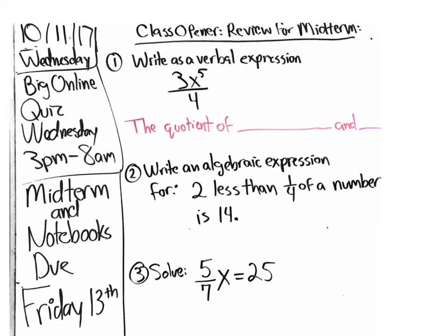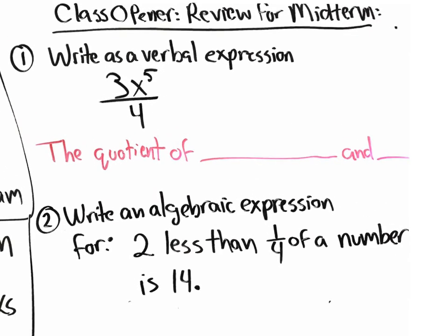So number one, I left the fill in the blank so you guys could just plug it in. Emphasis on the word quotient, that means divide. So the quotient of this and this. So we need to just plug in words for what this means and what that means. So we have the quotient of 3 times x to the fifth and 4. And that's it for number one.